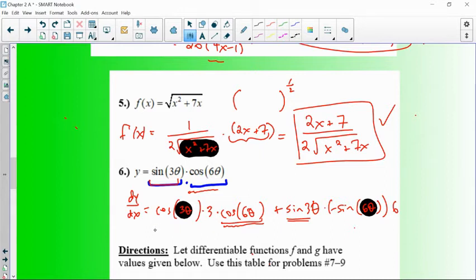I probably pull this 3 in front. So 3 cosine of 3 theta times cosine of 6 theta. Probably should put parentheses there. And then this negative and the 6 I'll factor out, so minus 6 times sine of 3 theta, sine of 6 theta.